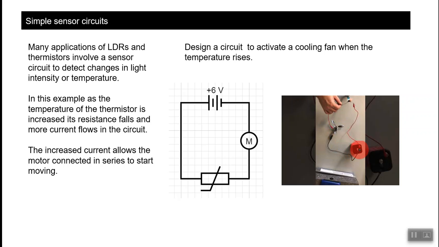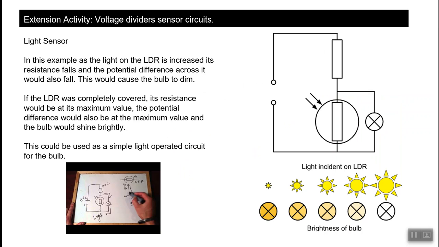What's going to happen is when this resistor gets hot, it allows electricity to move through it, and when the electricity moves through it, it turns the fan on. So that's one type of circuit that you can design. The next type of circuit is this one here.